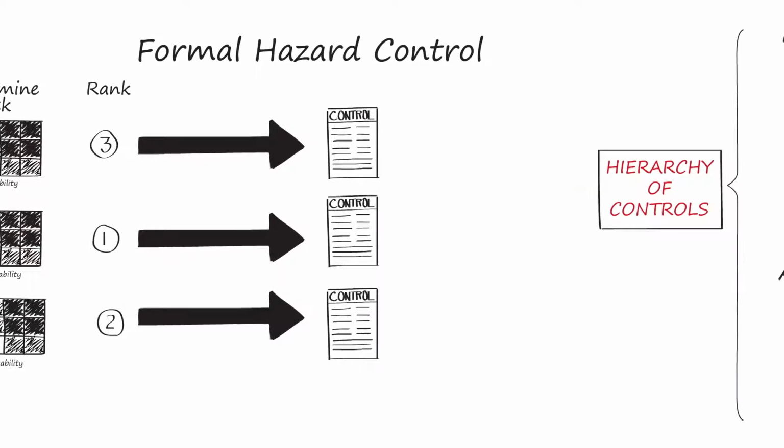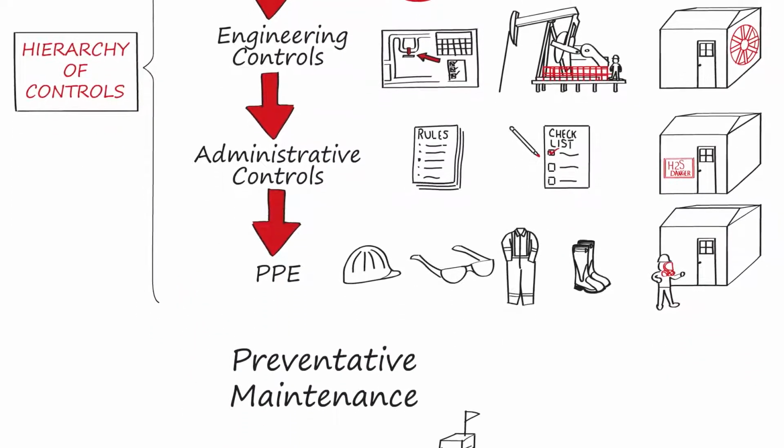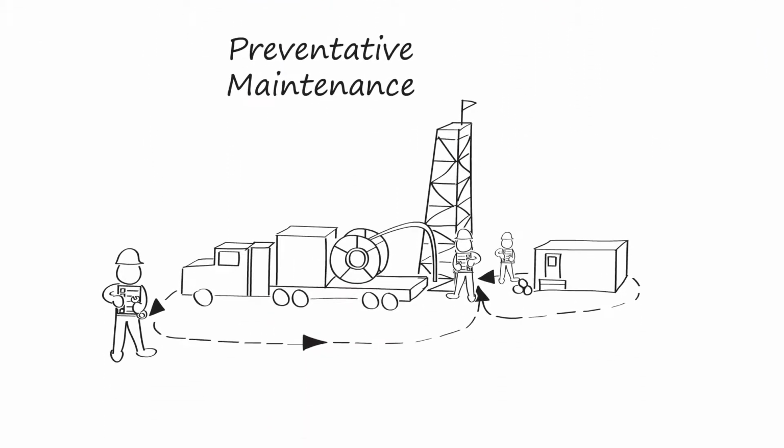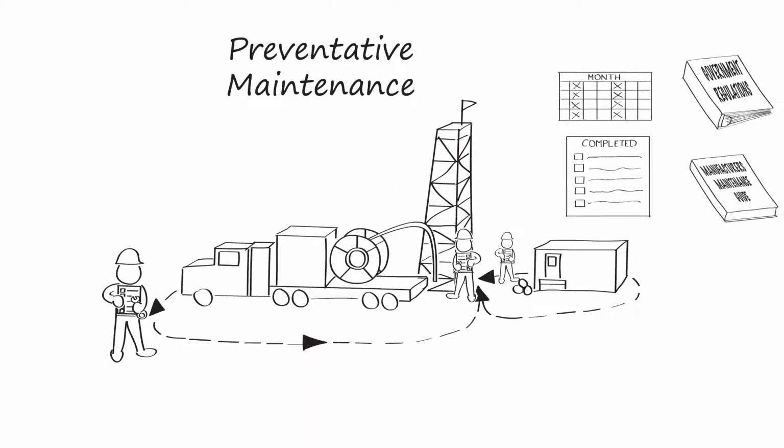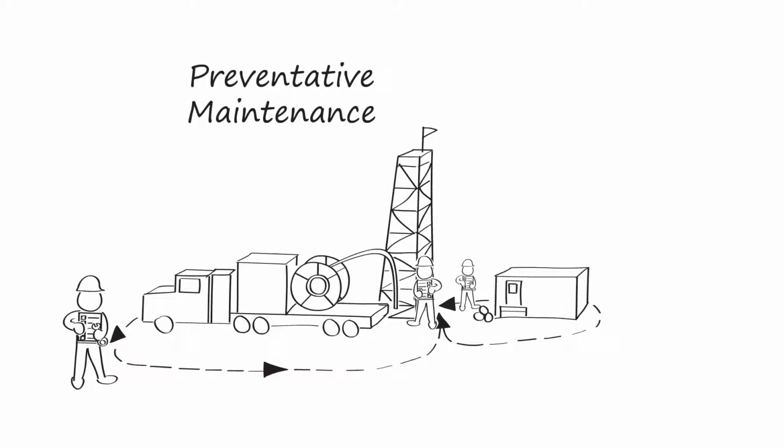Controls need to be developed in accordance with the hierarchy of controls, which means that if you can't fully eliminate a hazard, you start by trying to apply an engineering control. If that is not possible, you move to administrative controls. And only after those have been fully considered and developed, you apply PPE as a hazard control. Preventative maintenance is a key component in any company's hazard control program, since malfunctioning equipment can introduce new hazards or leave workers more exposed to existing hazards.